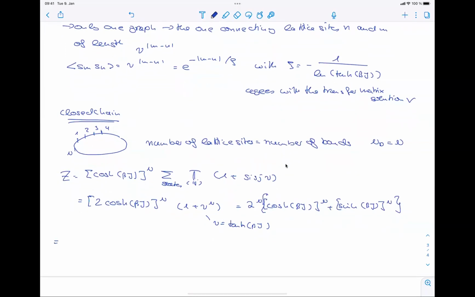Which makes it a tad easier to write down the scaling of the free energy per spin, where we now have ln 2 cosh(βJ) plus ln(1 + v^N) over N.